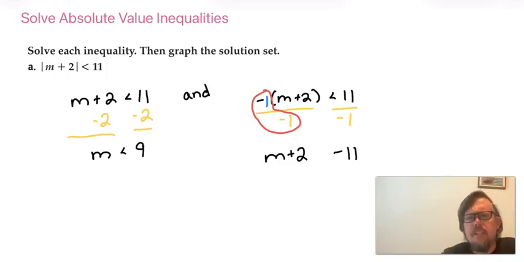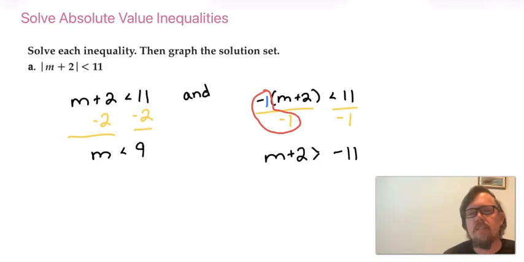Now you may be thinking to yourself, well, this is exactly like equations, where the first one was positive 11 and the other was -11. Why didn't you just do that from the beginning, positive 11 and -11, like we did with equal signs? And the reason is that since we just divided both sides by a negative, our inequality now flips. M plus 2 is greater than -11.